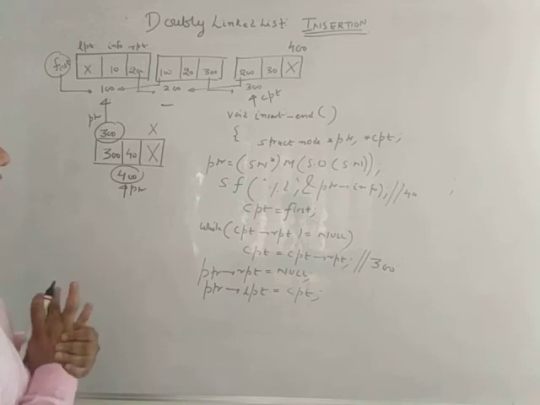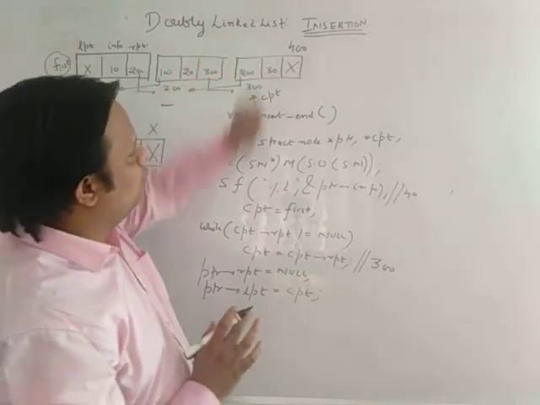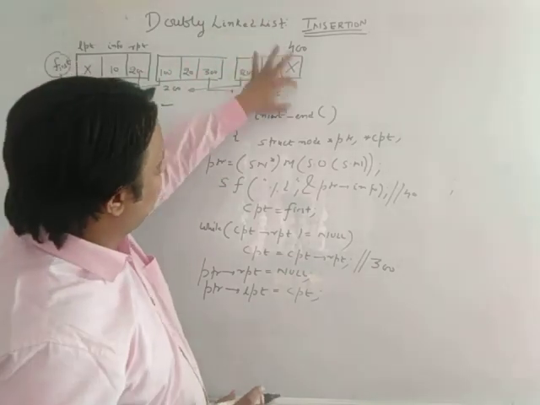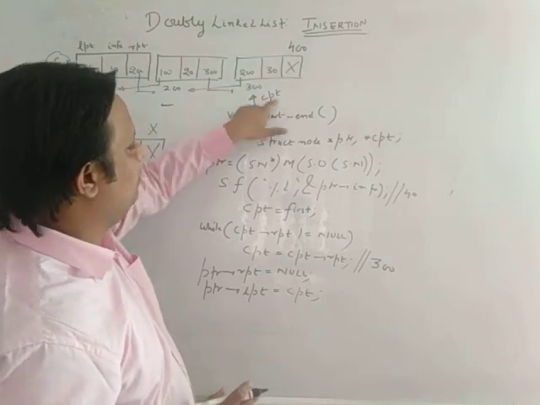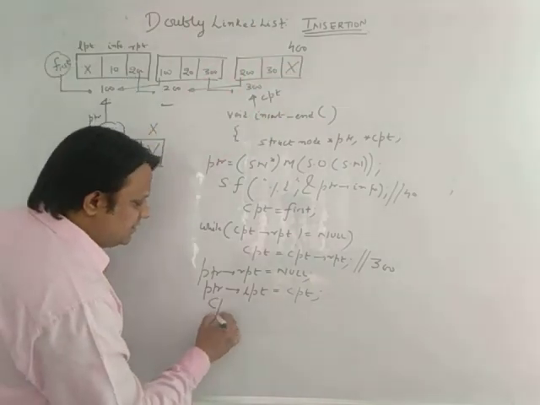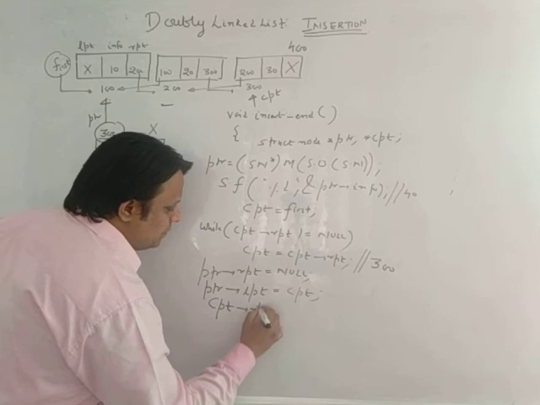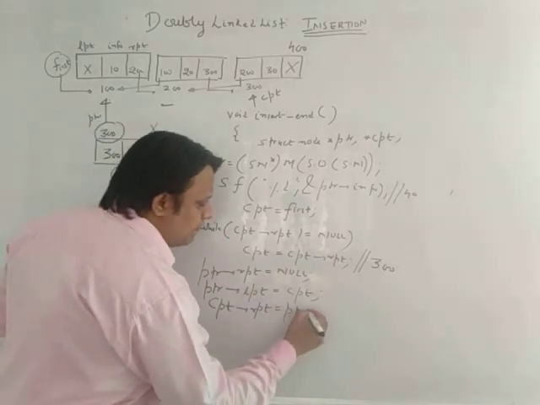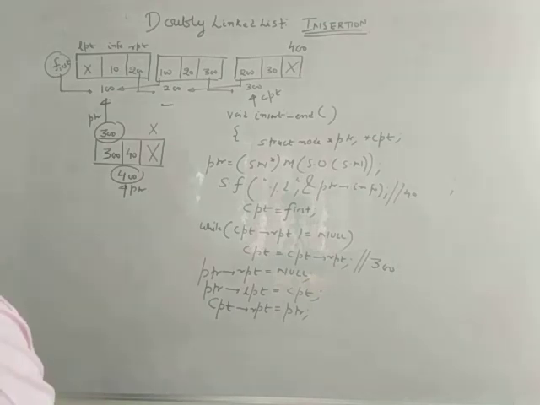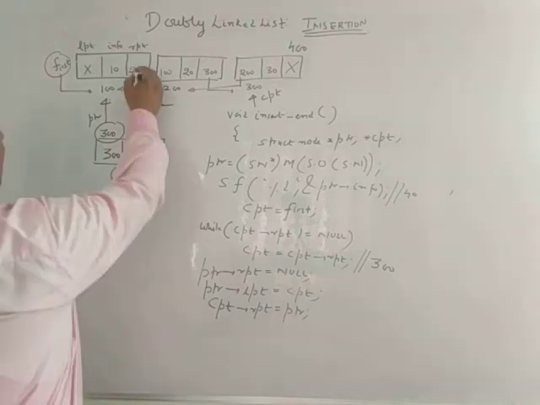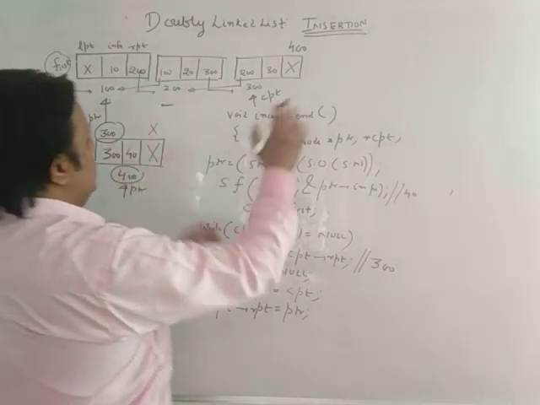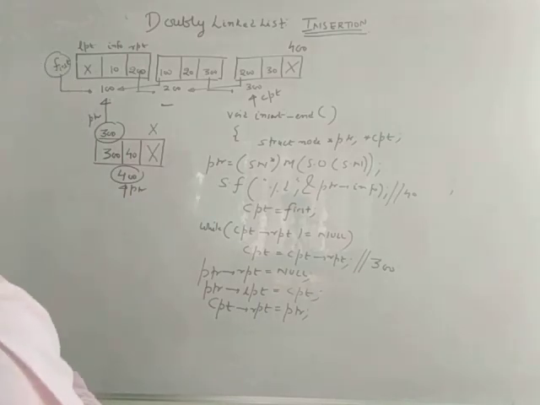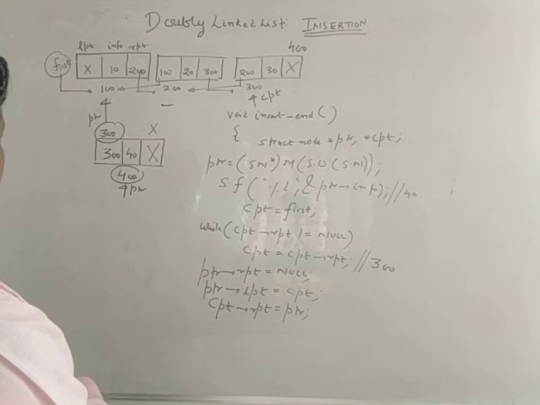Fine. So far so good. Now what do you want? You want 400, and at what place do you require 400? At the RPT of CPT. So you write CPT arrow RPT is equal to 400. 400 is your PTR. Any other changes which you see, guys? The last node isn't going to affect the first node because this is a doubly linked list, not a circular linked list. Fine, that's it.